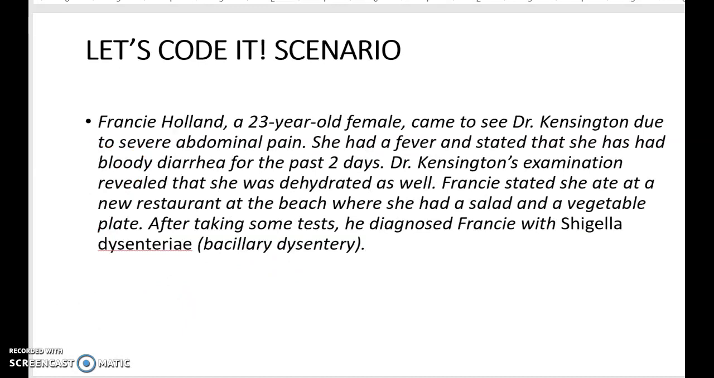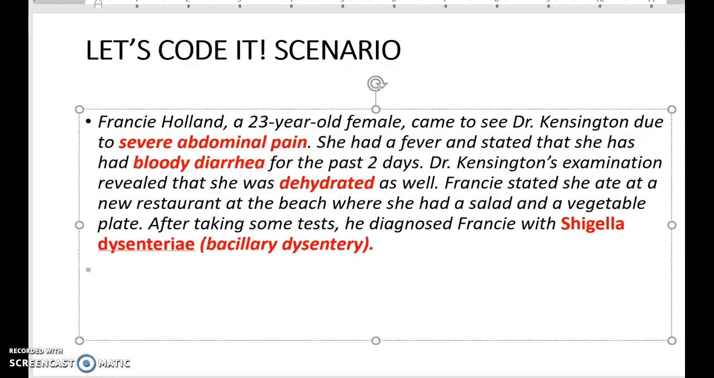As you can see, I have a case here. Francie Holland, a 23-year-old female, came to see Dr. Kensington due to severe abdominal pain. She had a fever and stated that she has had bloody diarrhea for the past 2 days. So as I'm reading, I am underlining, highlighting, putting a bubble on my key factors, keywords that I need to emphasize when I code using my ICD-10 coding manual.